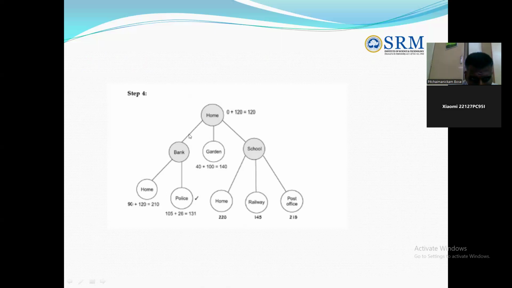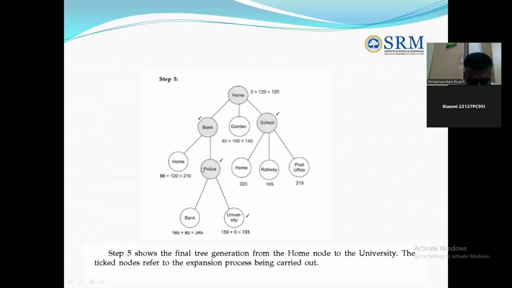So you need to compare. These are all the closed nodes, and these are the terminals, the open nodes: 210, 131, 140, 220, 145, and 219. So police, 131, is the minimum. So again, we just expand this. So police, you just note it down.